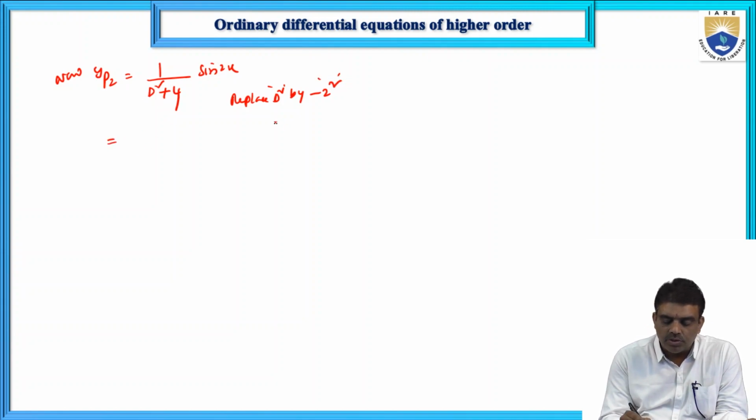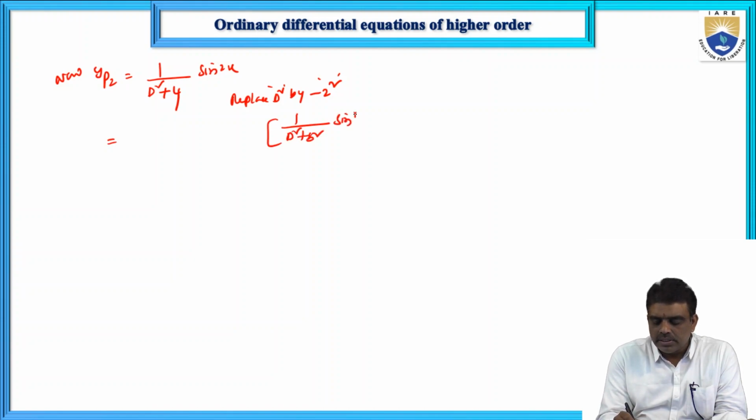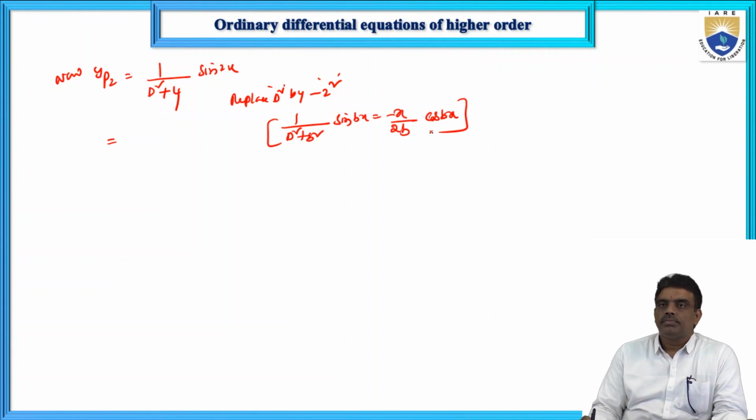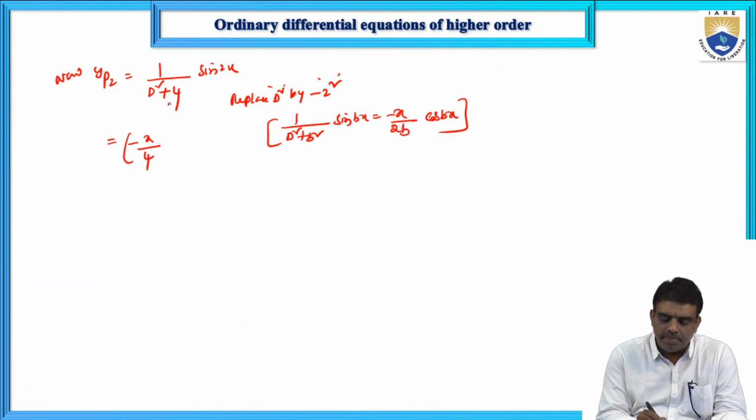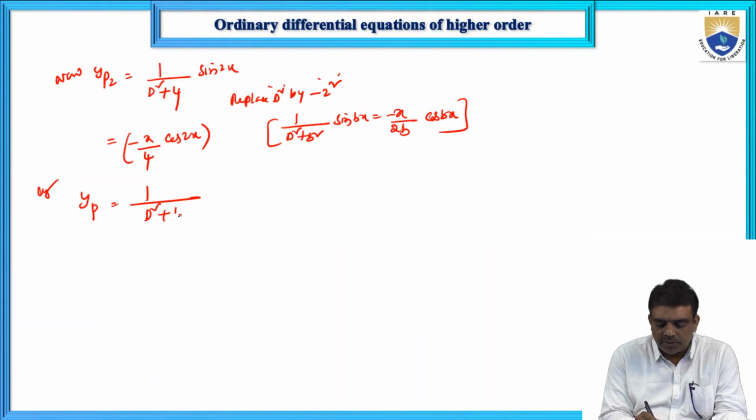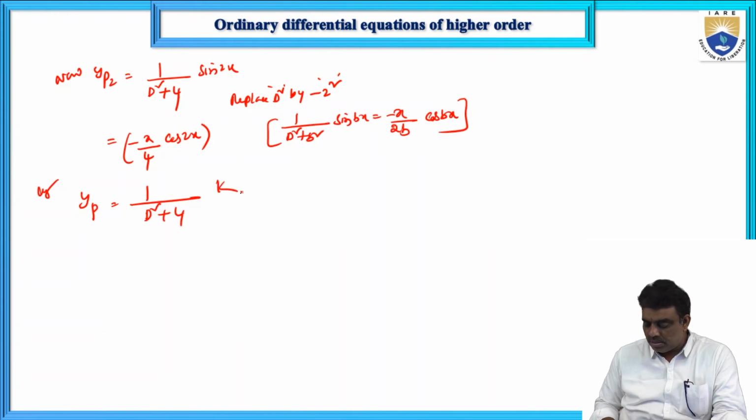Then what will be the solution? 1 by D square plus b square of sine bx is equal to minus x by 2b cos bx. This is the formula. So the value is minus x by 2b, and b means 2, so minus x by 4 cos 2x. That is yp2.